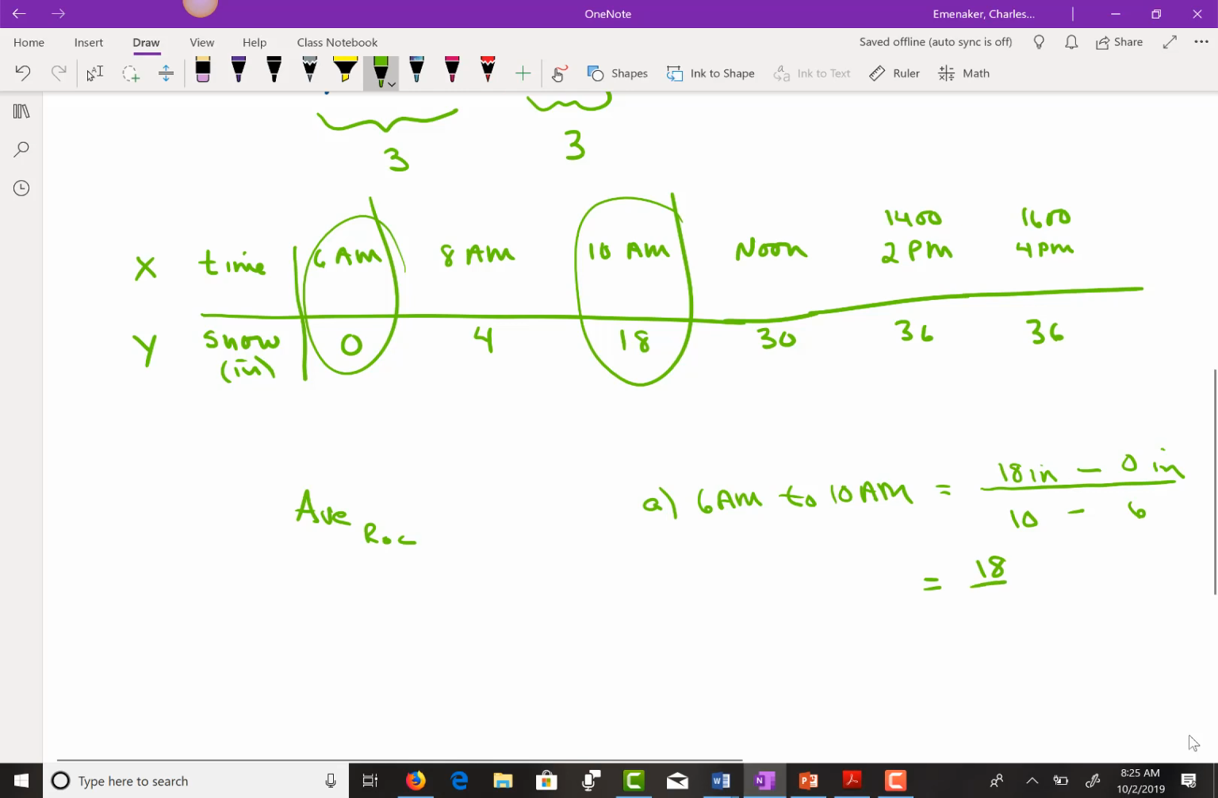This is going to give you 18 over 4, which is going to give you about 4.5 inches per what? Hour, isn't it? While it is not true that the snow came down at a steady rate throughout that time frame, if you average things out, on average between 6 and 10 a.m., you're getting 4.5 inches an hour. Does that make sense? Okay. Does that make sense how to do average rates of change?